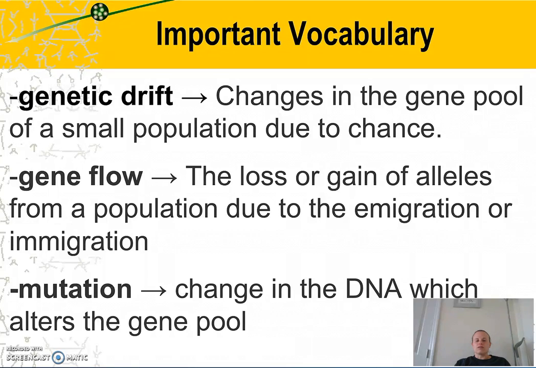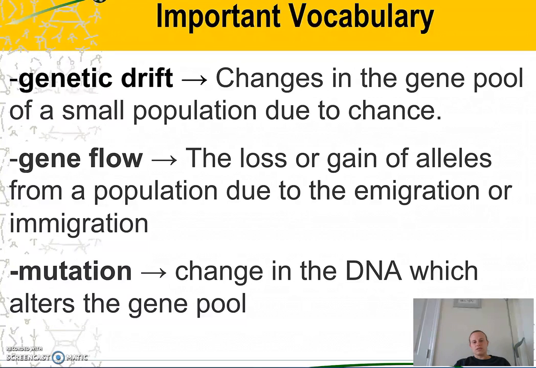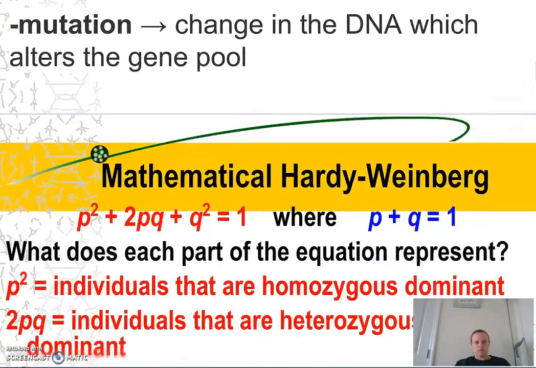Gene flow is the loss or gain of alleles from a population due to either movement of individuals into that population or movement of individuals out of that population. And the last important vocabulary word that I'd like to review before we jump into the math of Hardy-Weinberg is a mutation. A mutation is just a change in the DNA, which then alters the gene pool. It adds alleles to the gene pool.